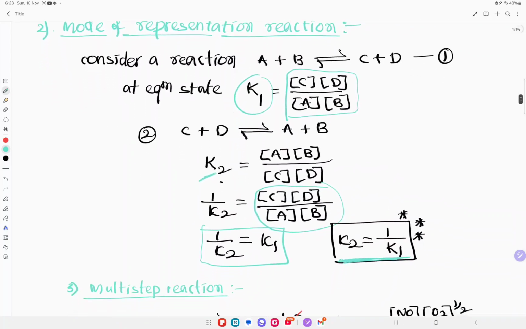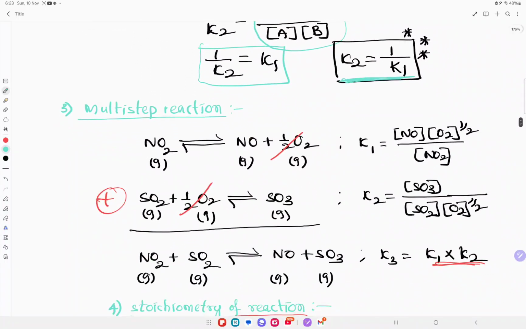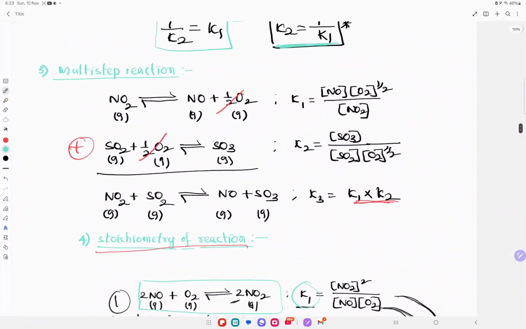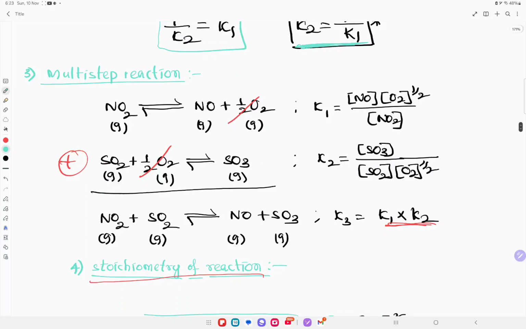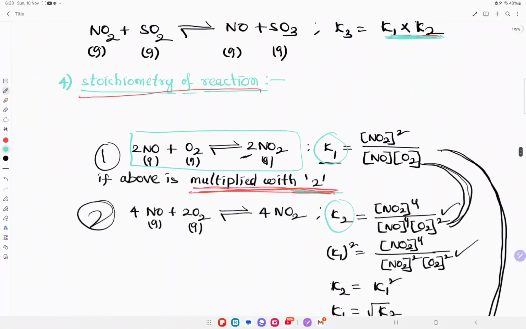Next, the third factor that affects the equilibrium constant is a multi-step reaction. This equation appears as the sum of these two equations, and by adding these two equations we get the third equation. Then the equilibrium constants should not add, they should multiply. When equations are added, the equilibrium constant is multiplied. Remember this one.